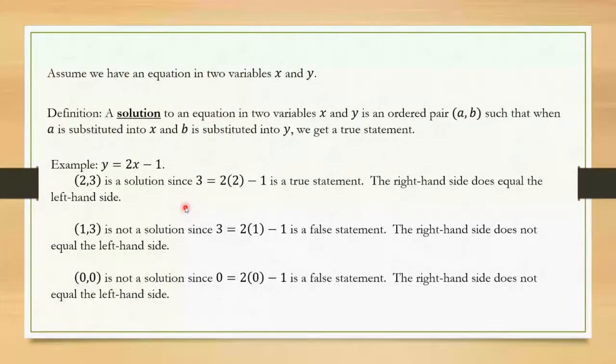And basically, I did an example here. I think we did this last time where we had this equation in two variables, y equals 2x minus 1. And we saw that this ordered pair (2, 3) is a solution. These are not solutions. Mostly because if you plug the x coordinate into x, and you replace y with the y coordinate, solutions will give you a true statement, but if it's not a solution, you'll get a false statement, and that's what happens here.